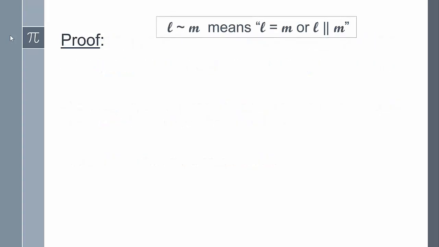So here's the definition of the relation here in the box. But first, I'm going to show that this relation is reflexive. So I need to take any element L of A, of the affine plane A, and show that L is related to itself. Well, since L equals L, that means that L is related to itself. So reflexive is pretty straightforward, pretty easy.